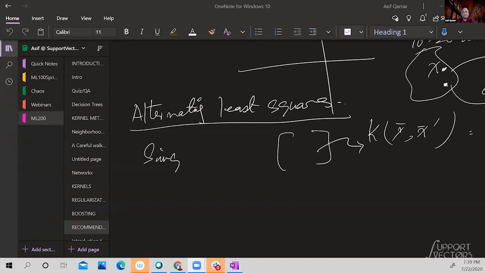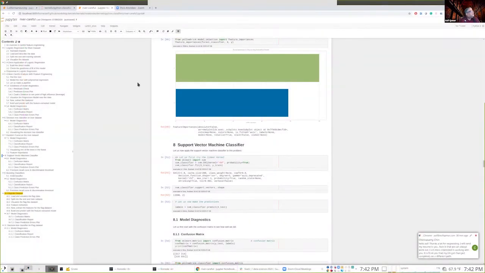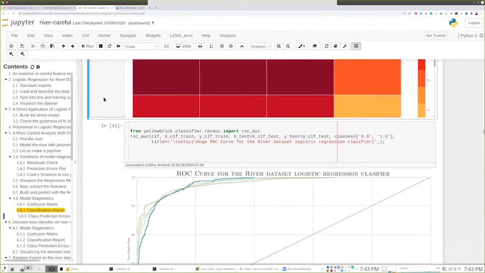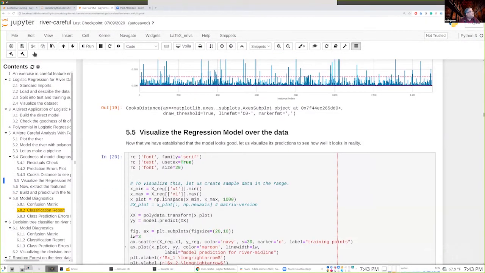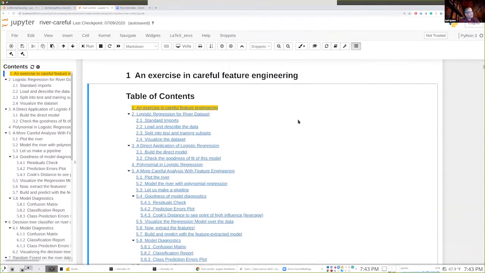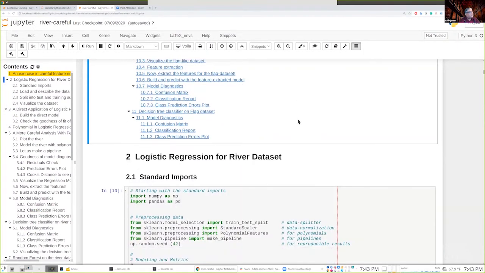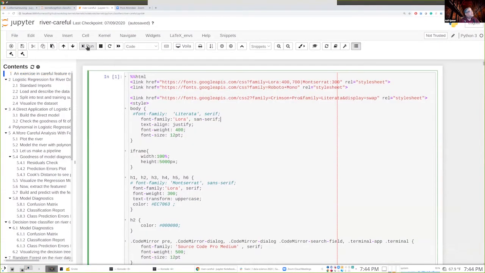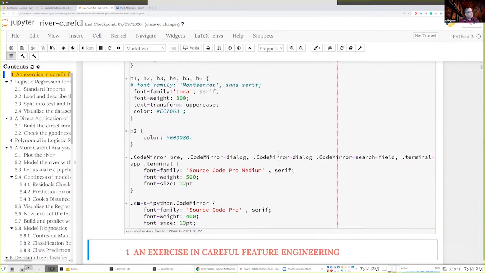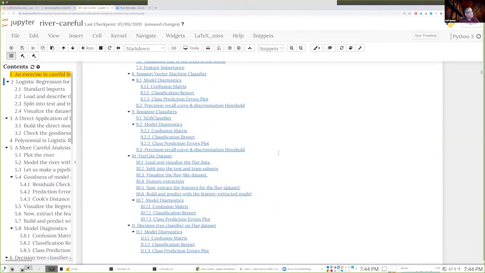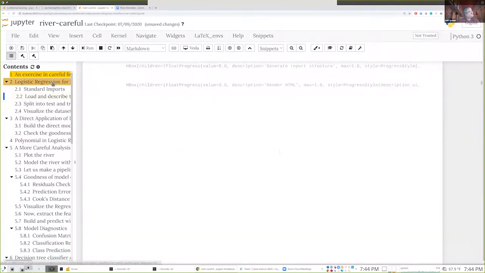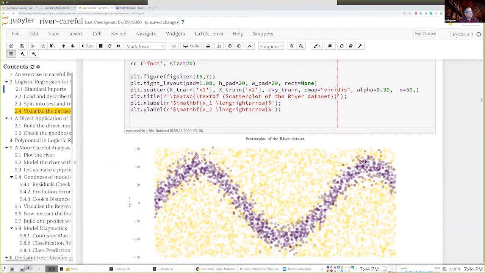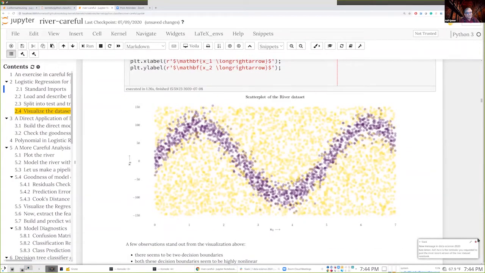Never forget that there is a no free lunch theorem. So we will go back to our river dataset. Just to remind you, the river dataset was, what was it? Yes, the river dataset looked like, hang on. Visualize the dataset. If you look at this visualization, just as a reminder, this was our dataset.